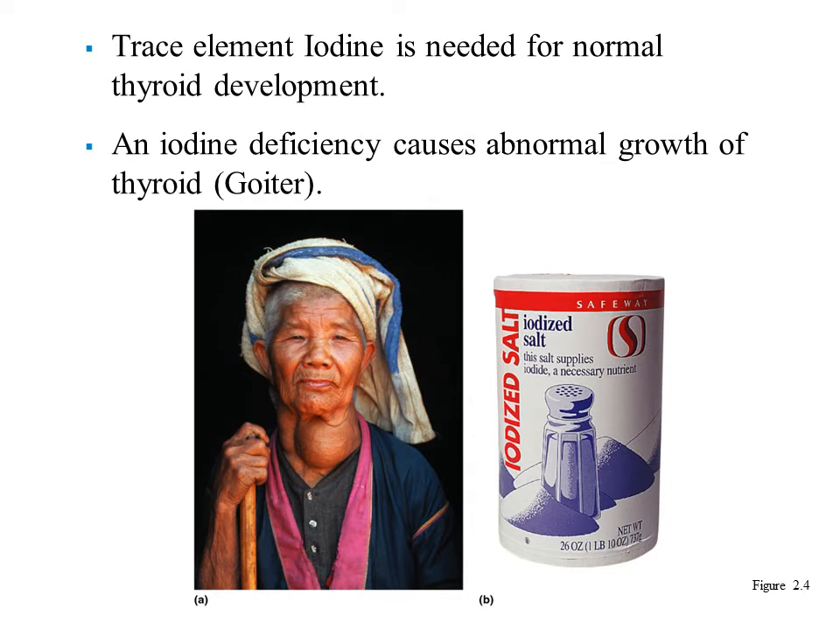Another trace element is iodine. Iodine is needed for normal thyroid development. If you do not consume enough iodine, you can develop a goiter. This is an abnormal growth of the thyroid gland, which is located in the neck region.